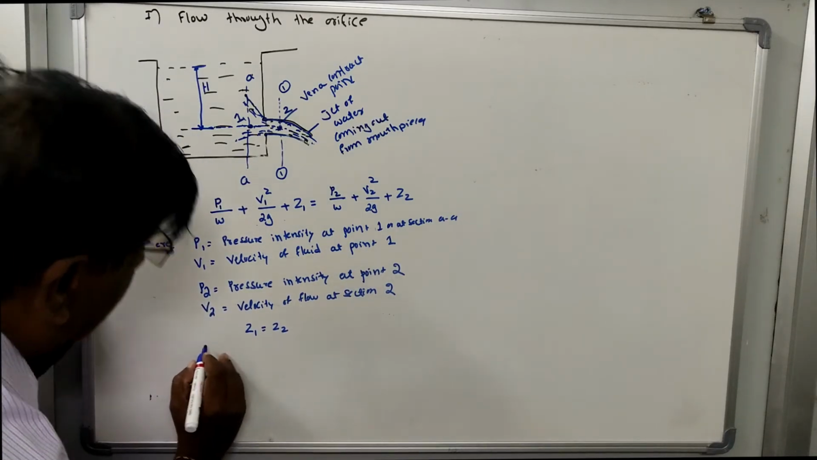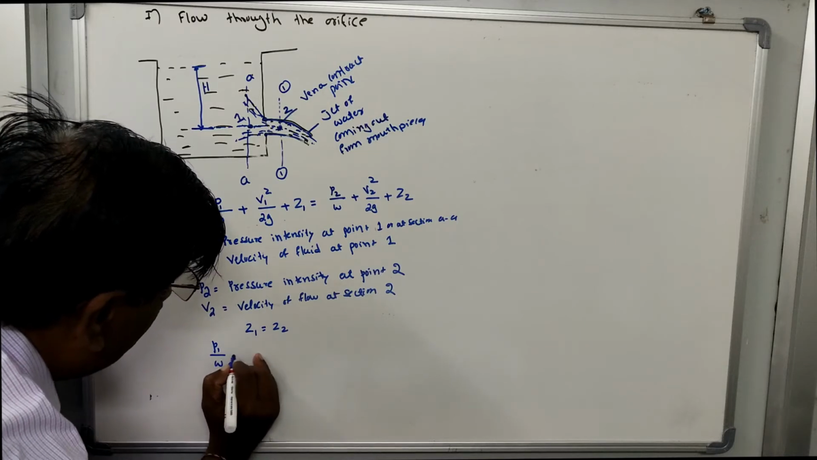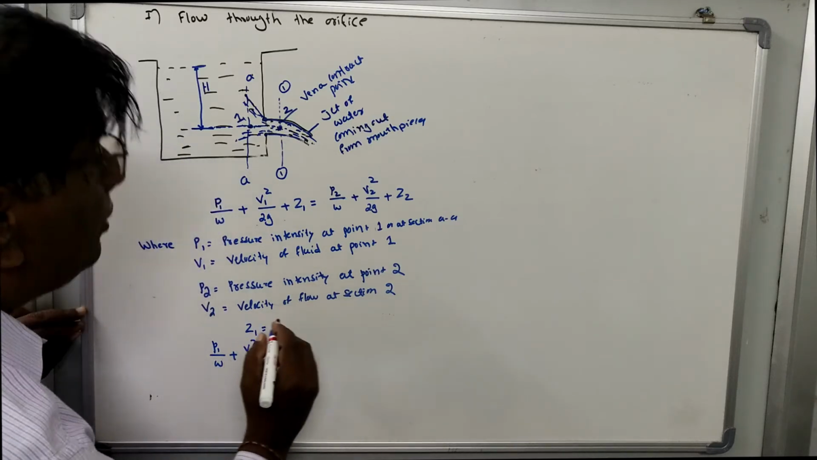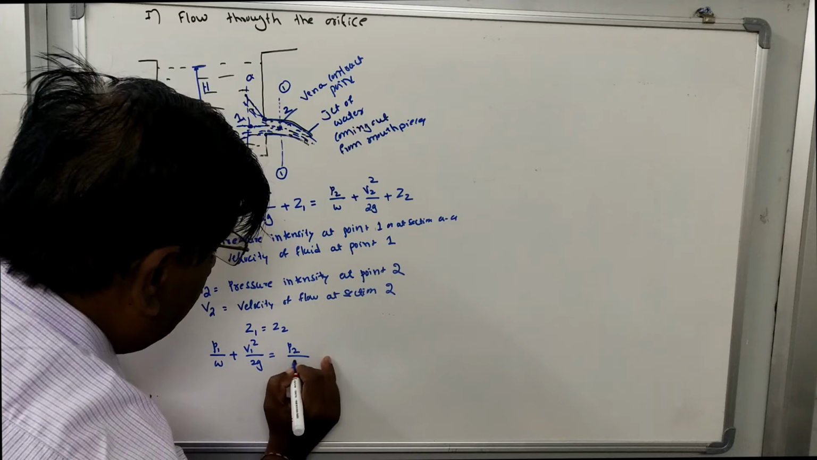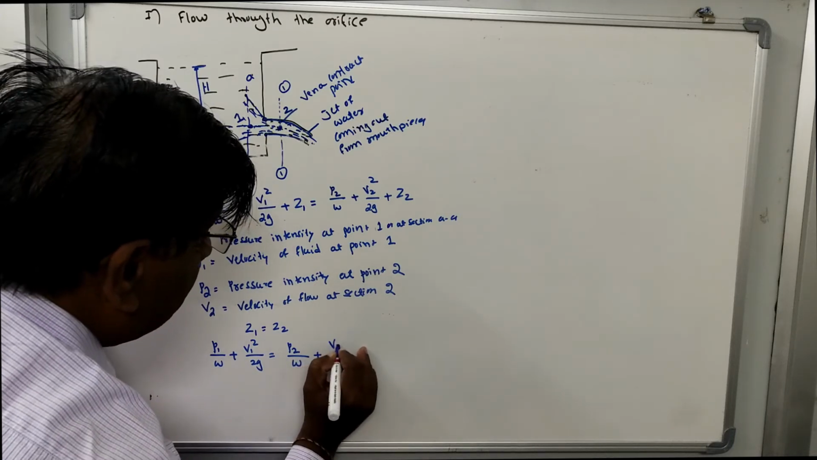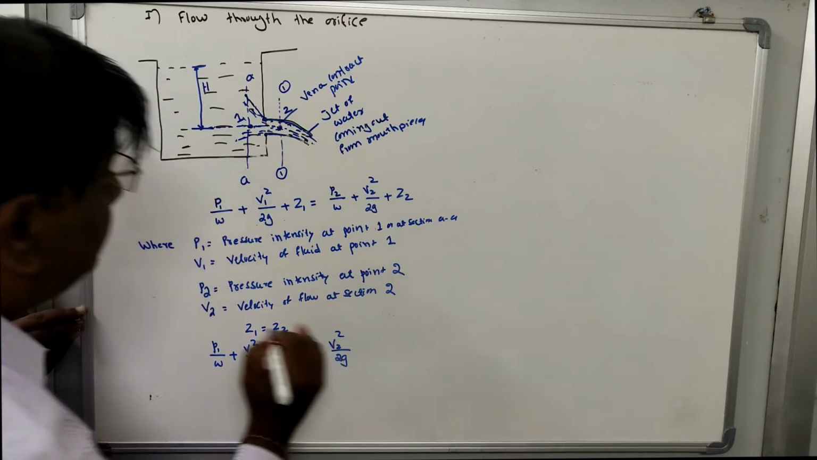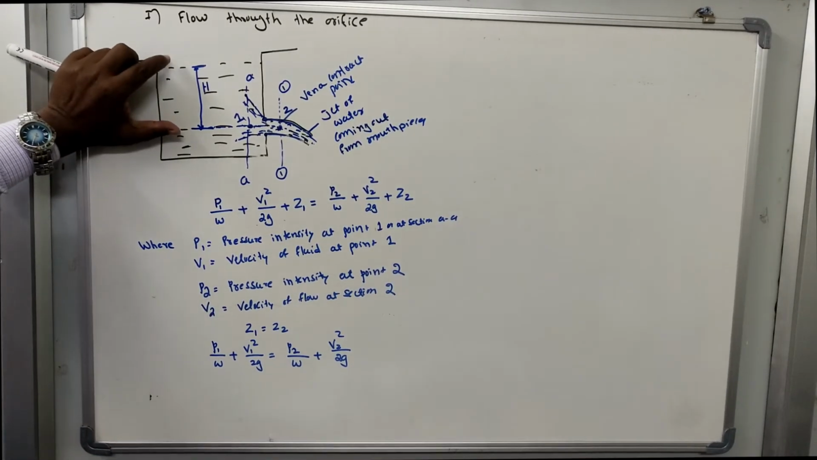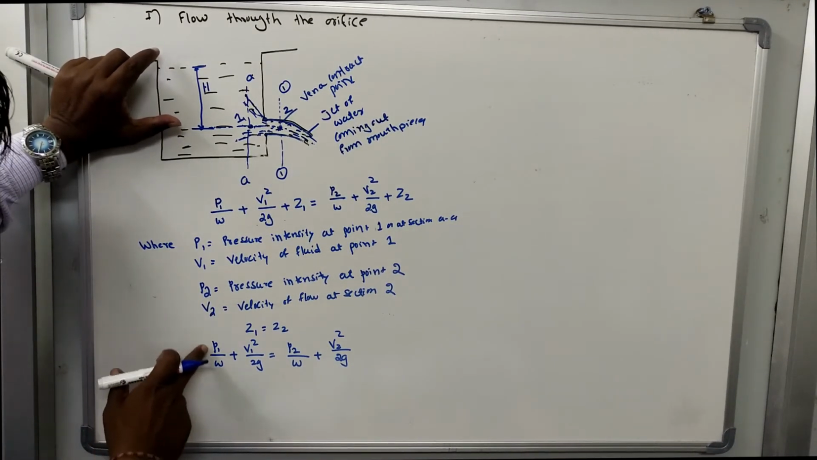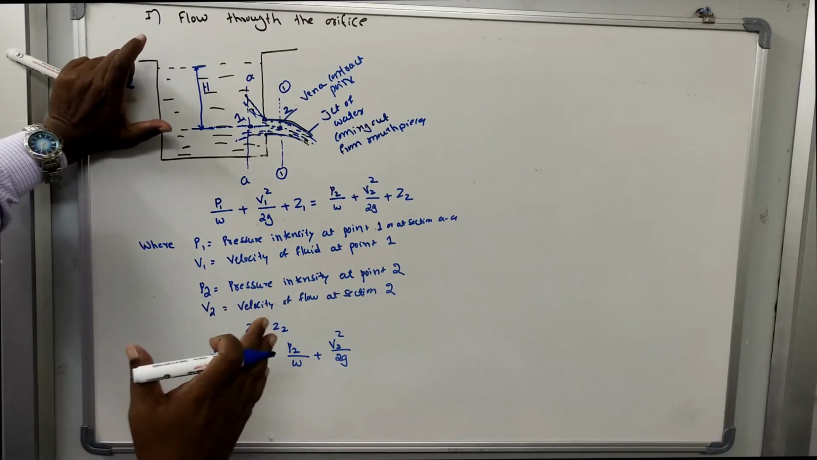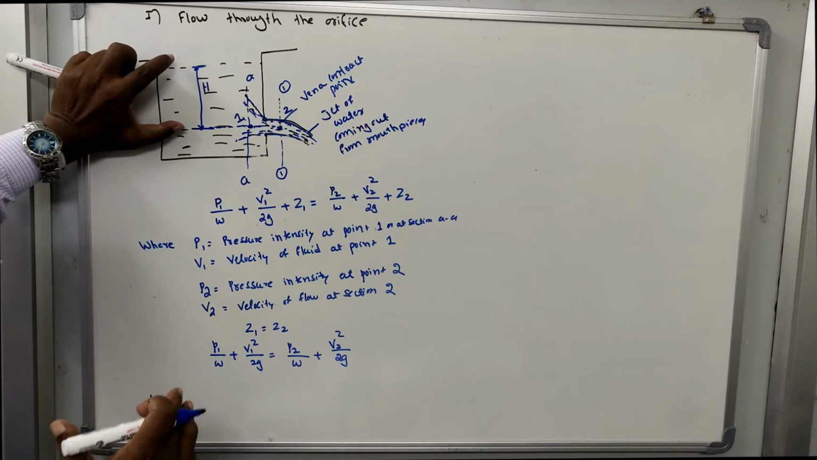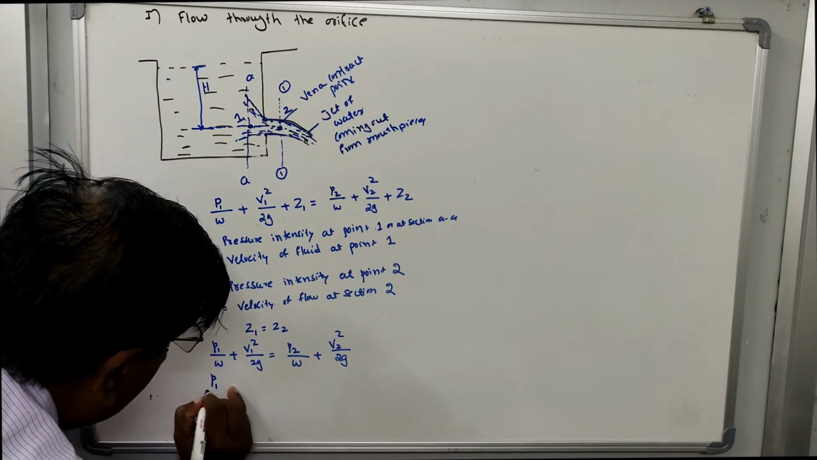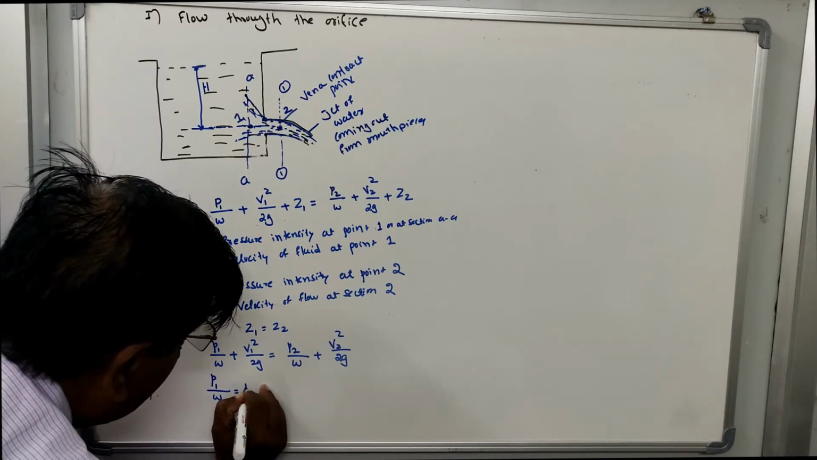equal to Z2. Then the equation becomes P1 by W plus V1 square by 2g equals P2 by W plus V2 square by 2g. Now, what is P1 by W? P1 by W is nothing but the pressure head. So what is the pressure head at section 1-1? It is capital H.